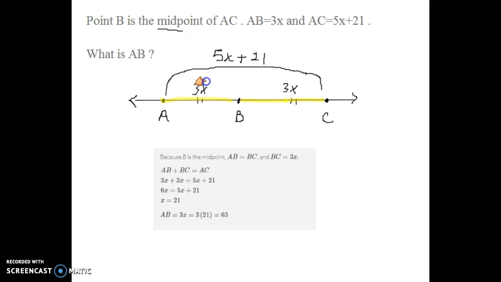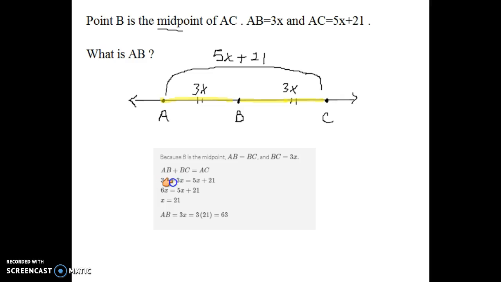AB is 3x. They give us that. They also give us AC. This whole segment is 5x plus 21. So we know if these two are congruent, well, this one has to be 3x as well. So our segment addition postulate that we learned in this unit says that AB plus BC is equal to AC.